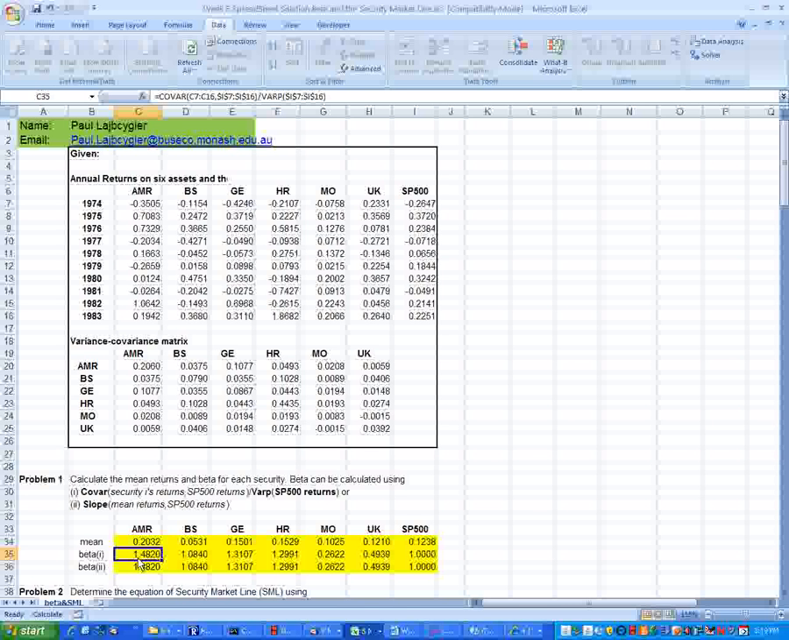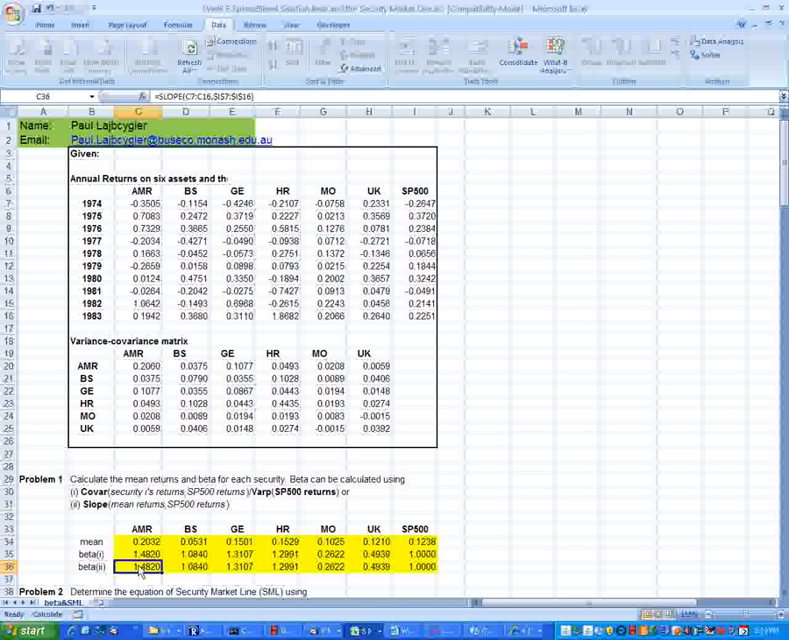Beta 1 and beta 2 are two different ways of calculating the beta. First, you can use the covariance divided by the variance. So that's the covariance of the asset AMR with the market, which we consider to be the S&P 500, divided by the variance of the market.